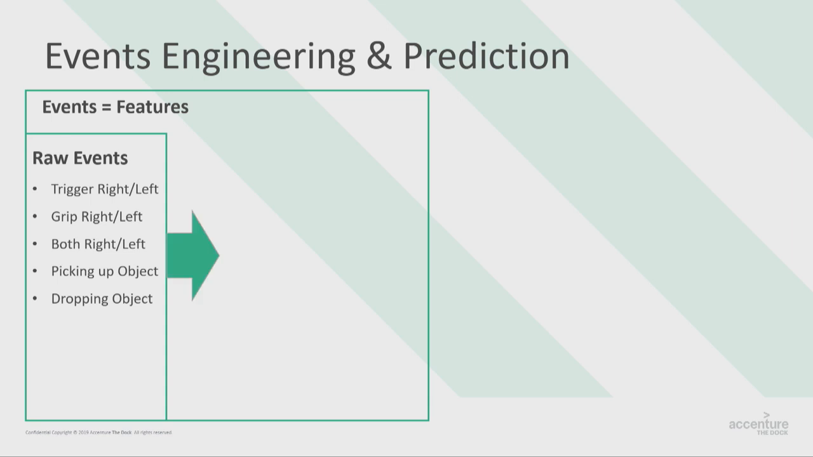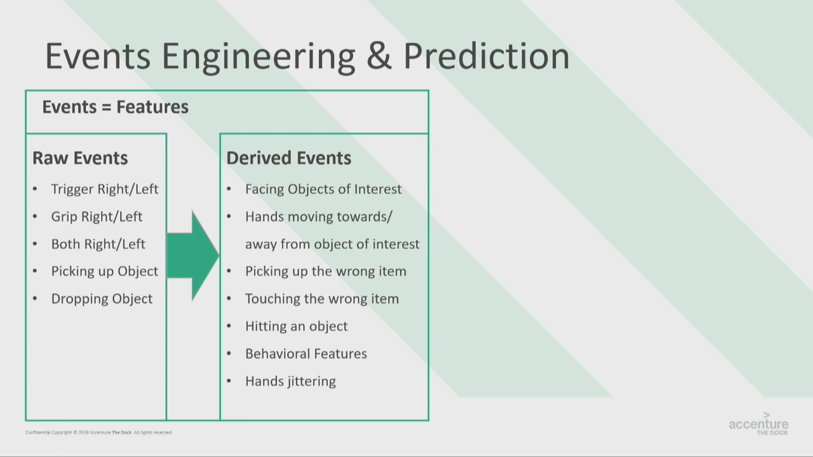Those events, in conjunction with the trajectories, can provide the derived events, which is, for example, field of view events, whether the user was facing the objects of interest or not, their hands moving towards the object of interest or away, were the item that they were picking up the correct one or not, were they touching the wrong item, hitting collision features, and so on.